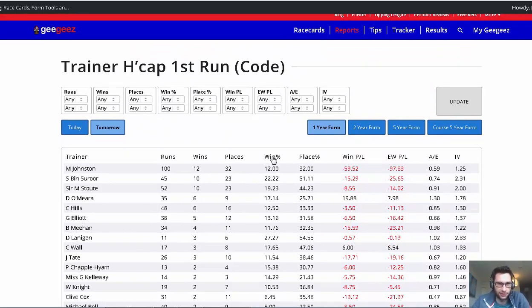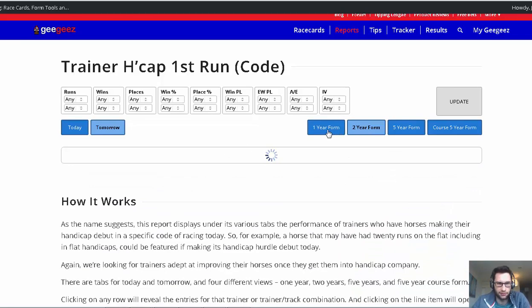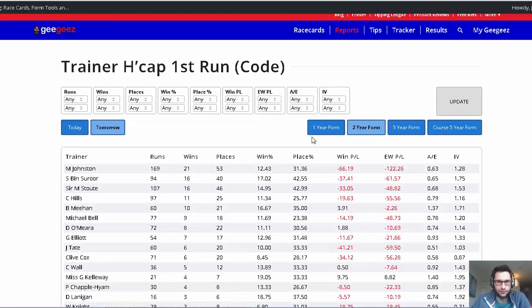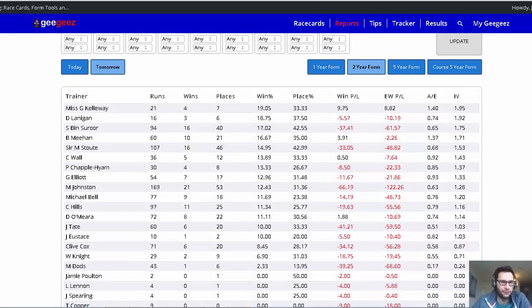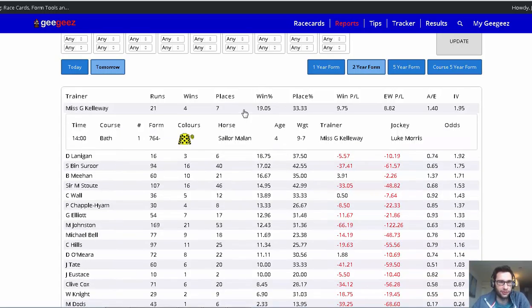That's what I like doing. Hold on, just let that load. No, there we go. So yeah, I've got 2-year form. So Miss Gay Kellaway does okay. 4 from 21, 7 places. Profit loss is okay.